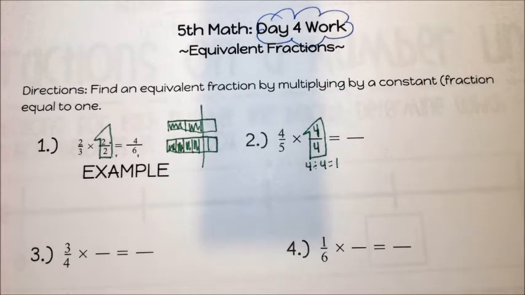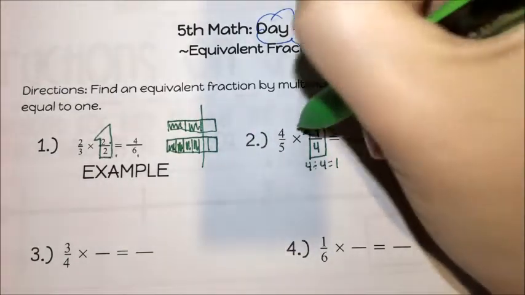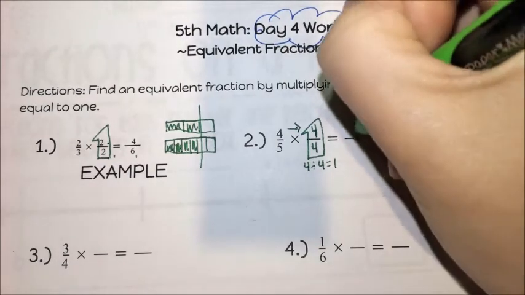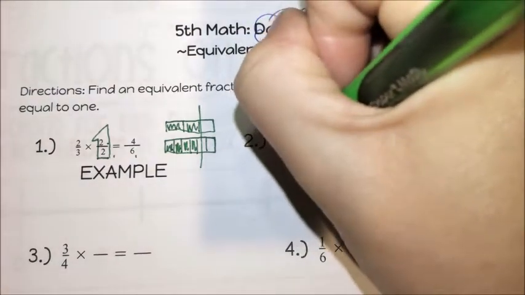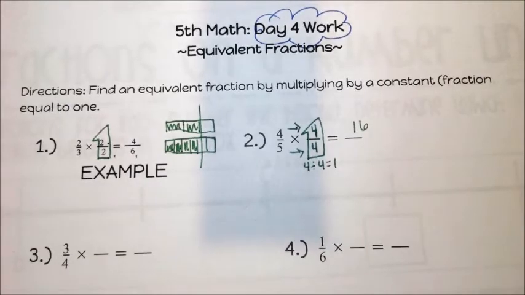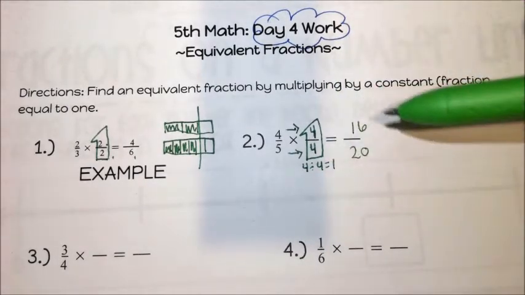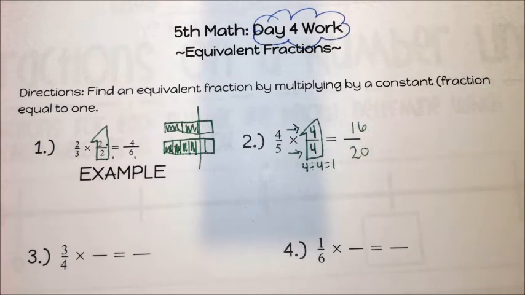Now, after you do this, you're trying to find what 4/5 is equivalent to. If I multiply, you're going to go straight across the top. 4 times 4 is 16. And you're going to go straight across the bottom. 5 times 4, and you would get 20. This means that 4/5 is equivalent to 16/20. Okay? So, if you know your basic multiplication facts, this is so easy for you. If you don't, that's where we got to start practicing all those basic facts.